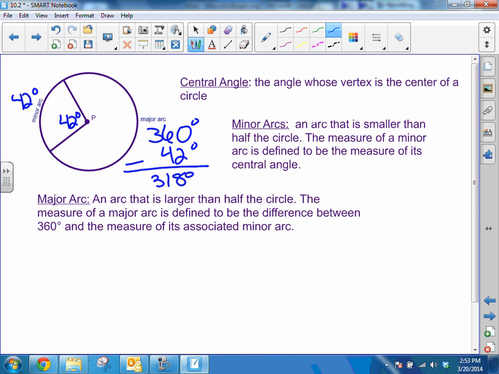Questions on what a central angle is or the difference between a minor and a major arc? Okay.